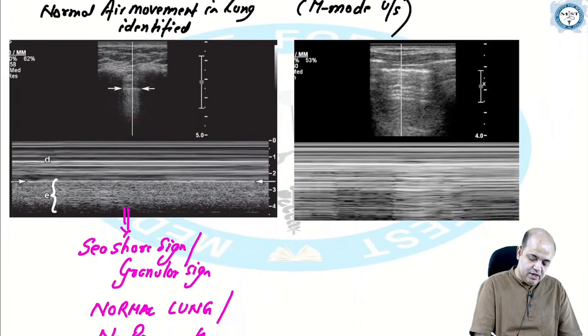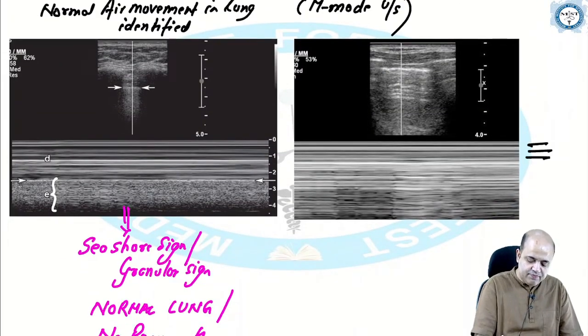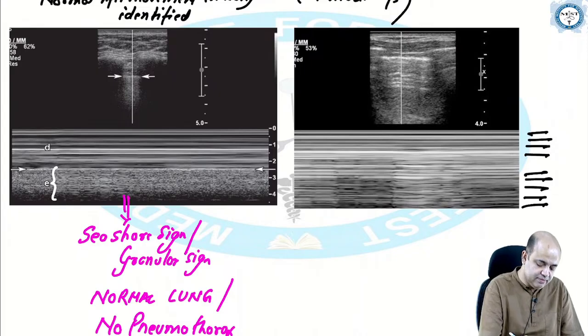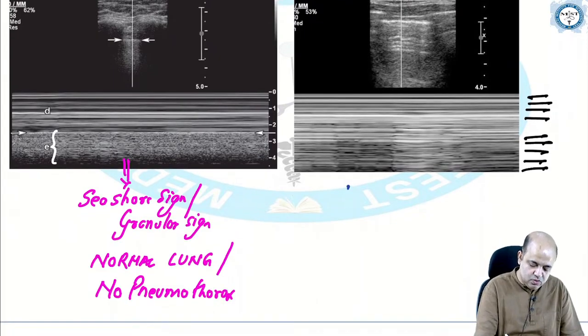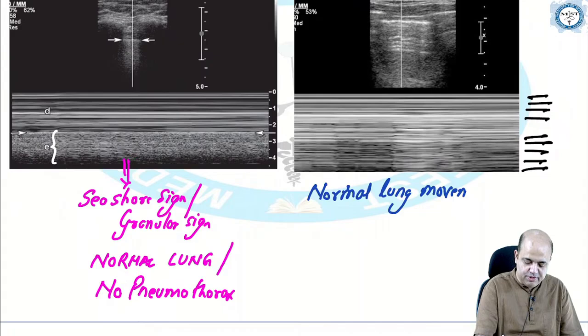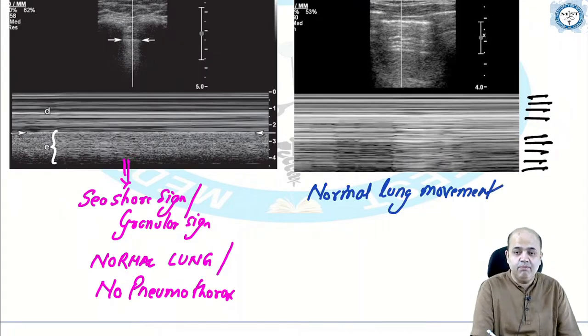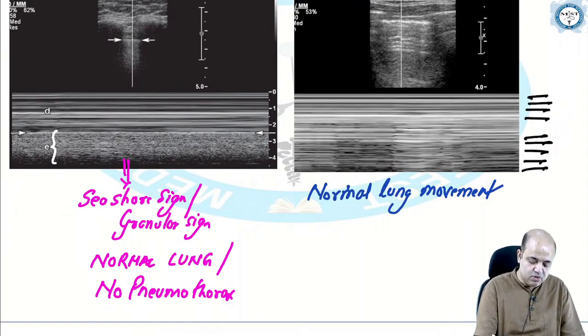Whereas, if we cannot identify the normal lung movement, it also appears like the pleura. So, this is called the stratosphere sign. Normal lung movement is not appreciated. It is there, but it cannot be appreciated because now there is air in the pleural cavity that is not allowing the ultrasound beam to pass through it.